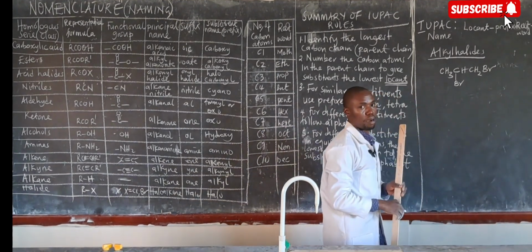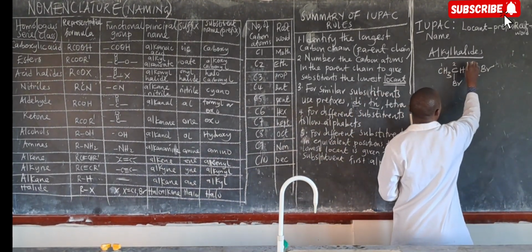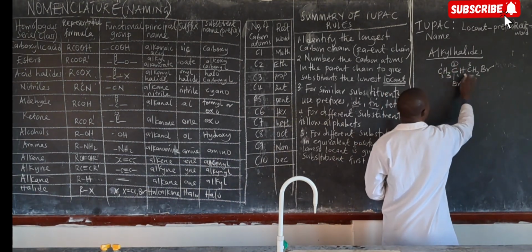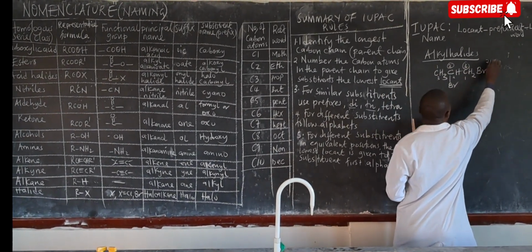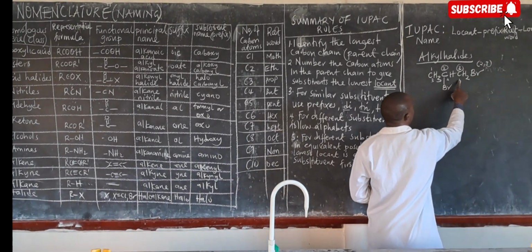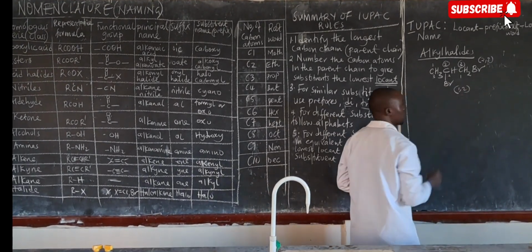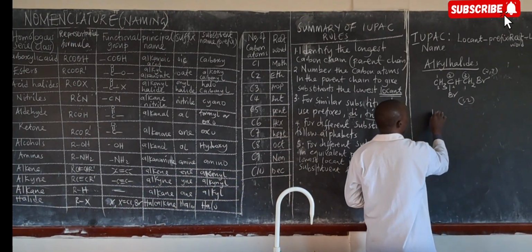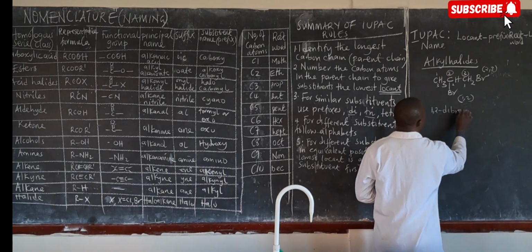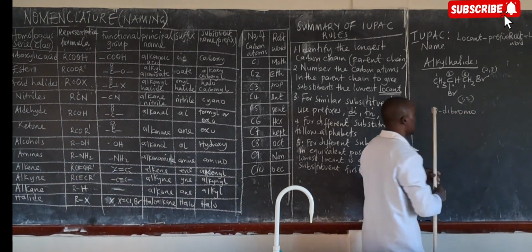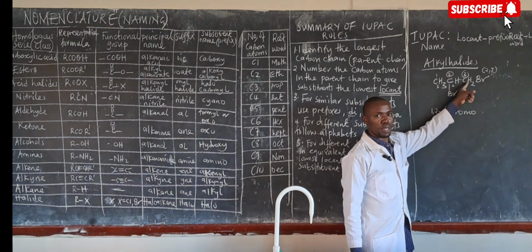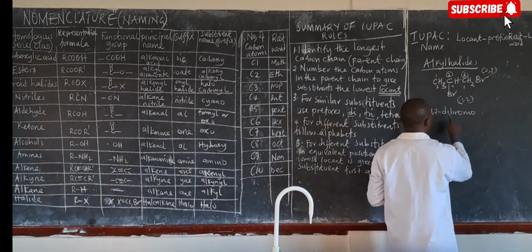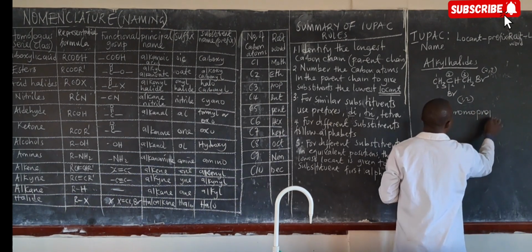Of course, we would first number the structure 1, 2, 3, then 1, 2, 3. The branches or the substituents are at 2 and 3 up here. Then down, the branches are at 1 and 2. So lower numbering is the most correct. So we are going to have 1 for this and 2 for this. So that's 1,2-dibromo. Then the parent is going to be propane because there are 3 carbon atoms. So that is propane.